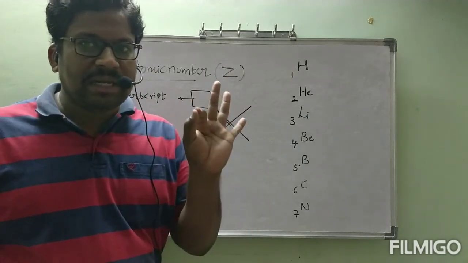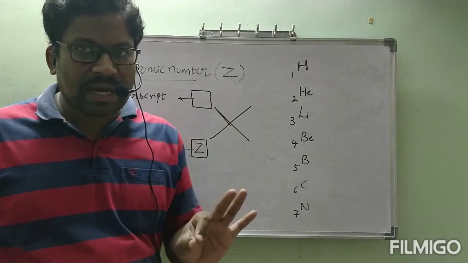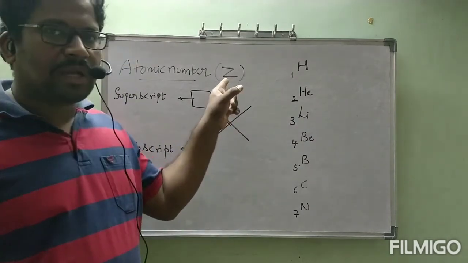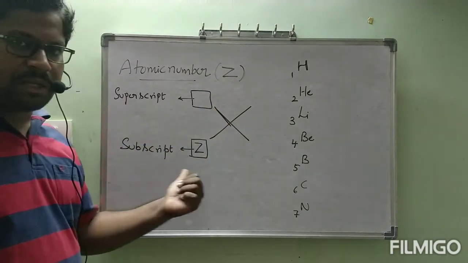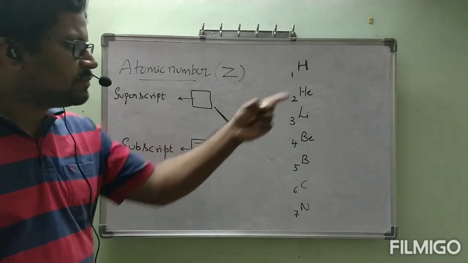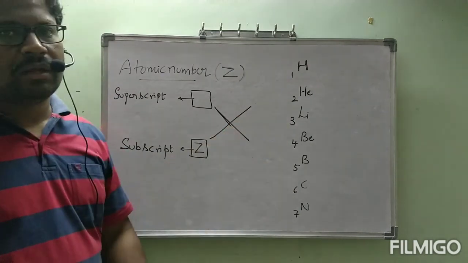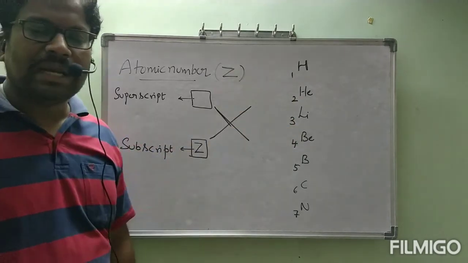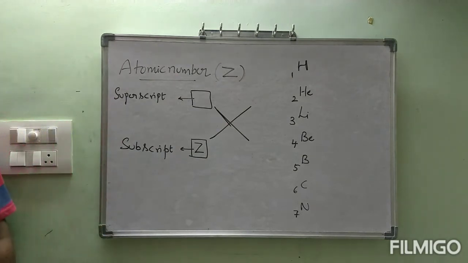First, write the definition neatly. Number of electrons or number of protons present in the neutral atom is called atomic number. After that, it is represented by Z. This is represented in the subscript of the symbol. After that, examples. Atomic number of hydrogen 1, helium 2, lithium 3, like that up to 10 elements you can write. This is about atomic number. Observe, all of you.